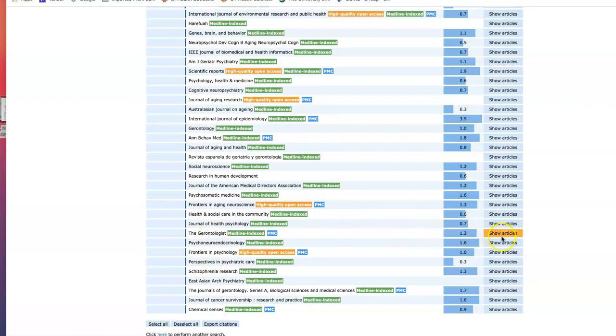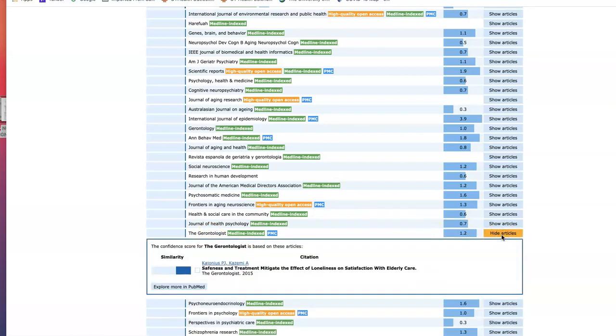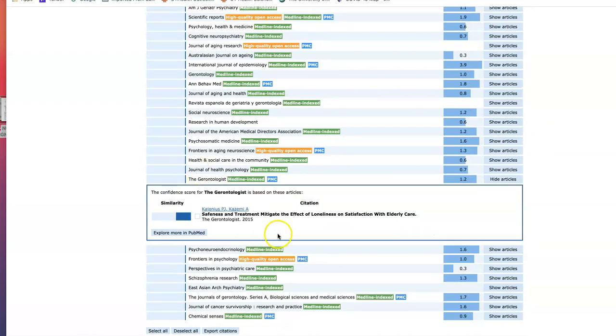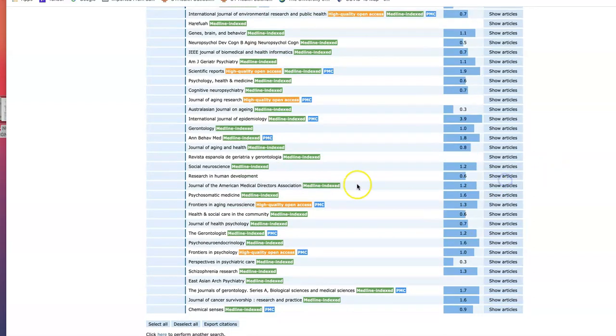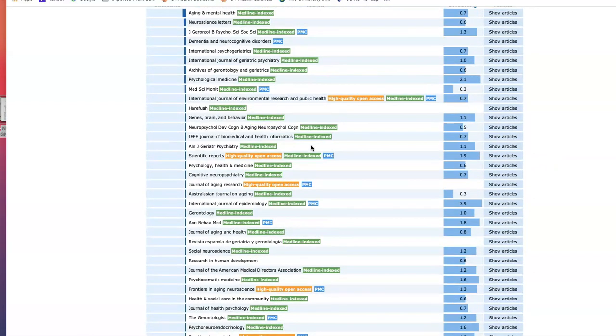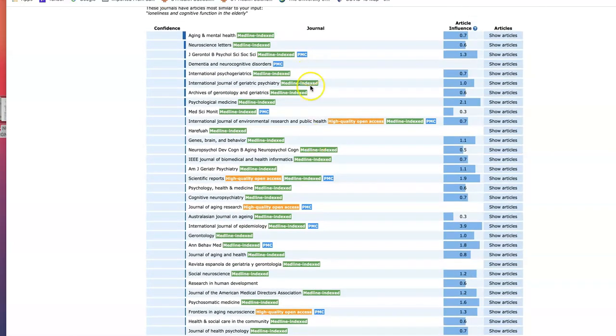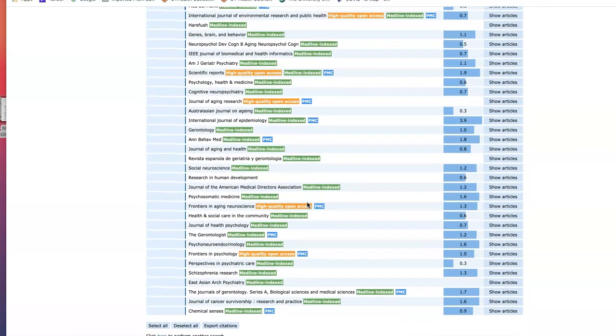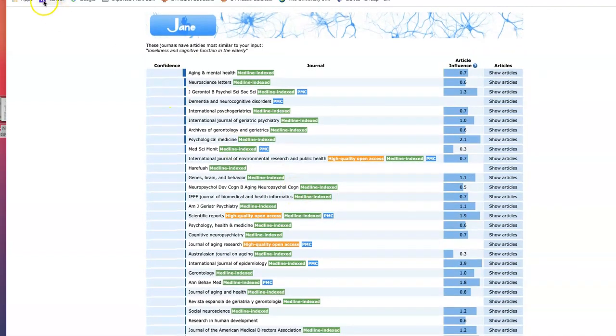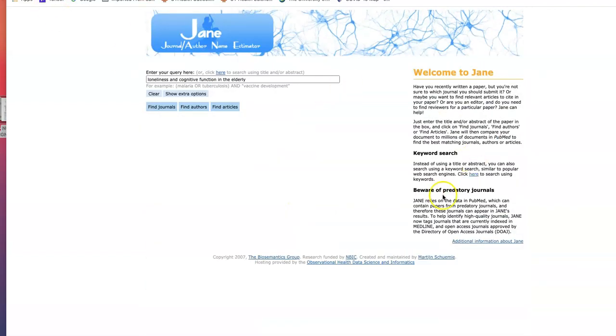What about The Gerontologist? Because that's actually a good journal. Safeness and treatment mitigate the effects of loneliness on satisfaction with elderly care. Gerontologist, 2015. So that is somewhat of a match, but there's only this one article. You can see these are ranked from the best match all the way down to the least best match. But I'm going to go back one because I want to talk to you.